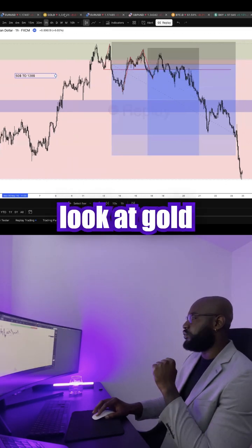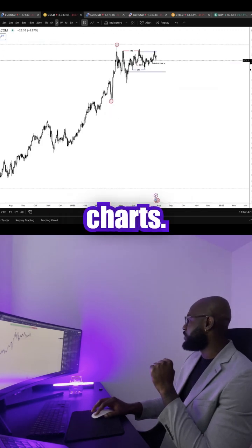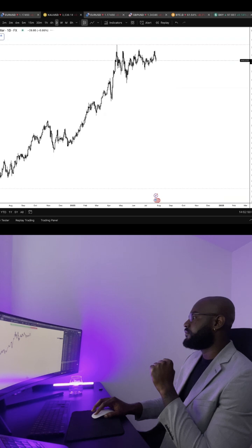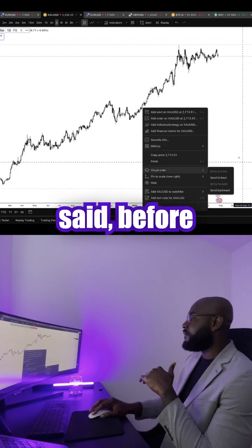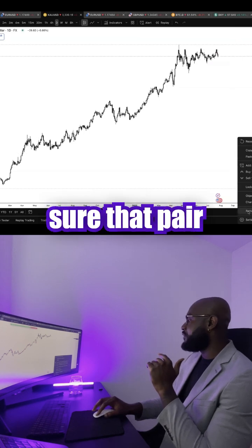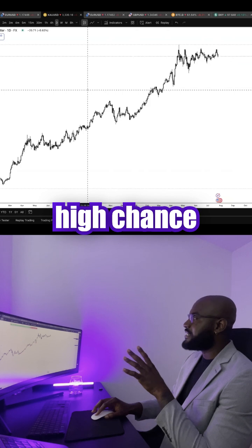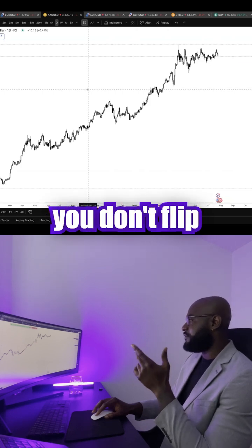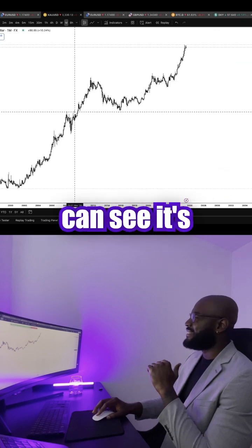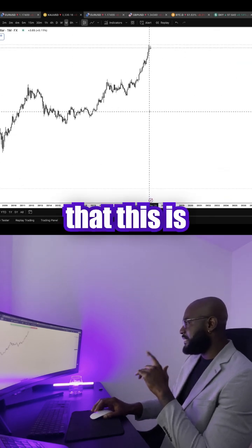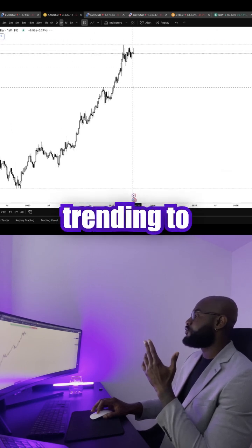Let's have a look at gold, for example. So I'll use a different chart so I can clear the charts. So right here we have gold. Remember the first thing I said, before you trade any pair, make sure that pair is a trending pair. If it's not trending, there's a very high chance you're going to blow the account before you even flip anything. And right here on gold, if you go to the monthly, you can see it's very clear that this is bullish, consistently trending to the upside.